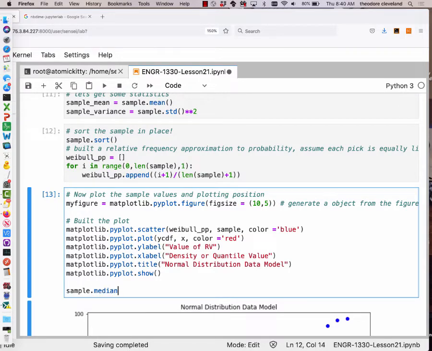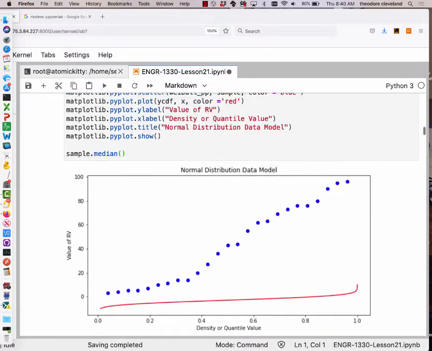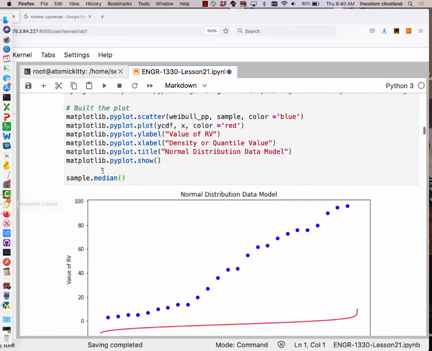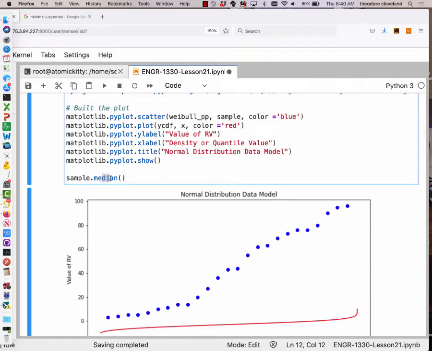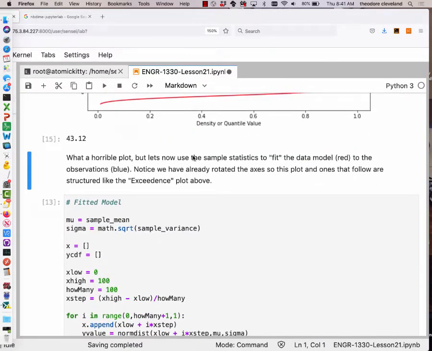I don't know if the method's actually available, so we'll just... Oh crap! I hate it when that happens. Let's do the mean value, which I'm pretty sure is available. That should be close. So we'll come up with 43 or something. 43.12. So that's amazing. It's almost as if I've done this once before.